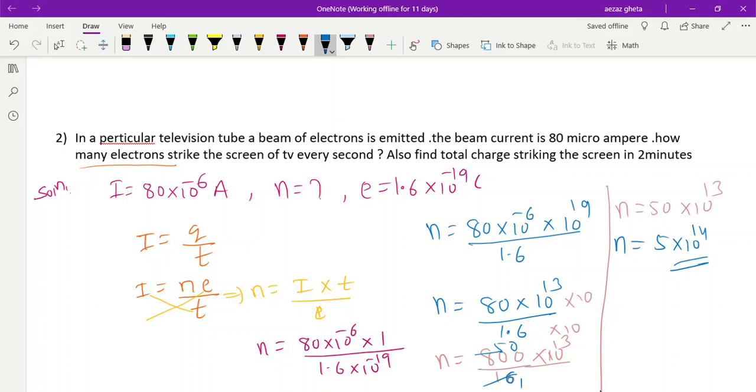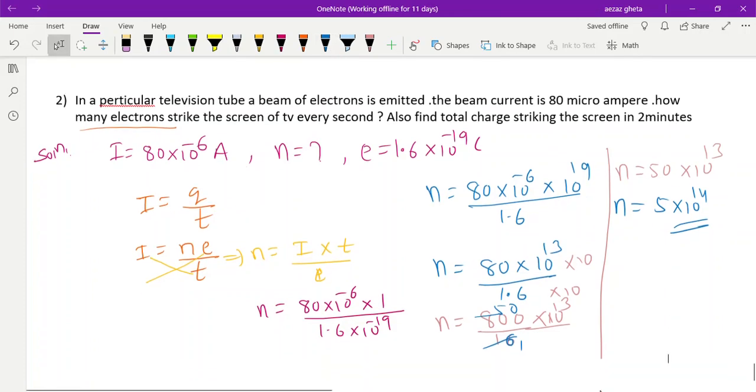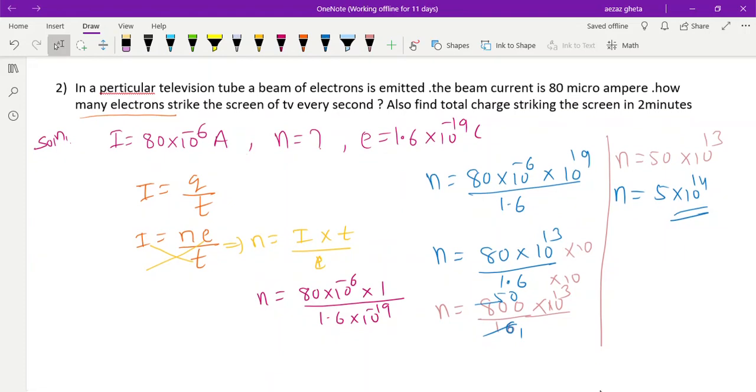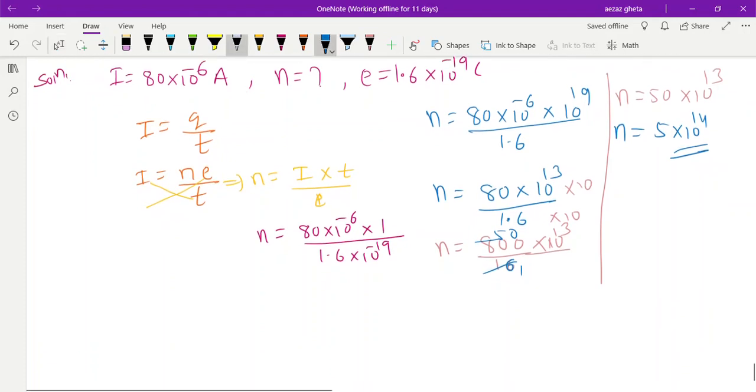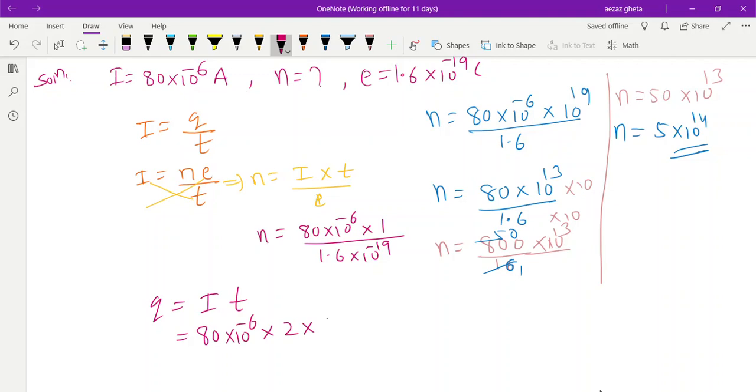Correct, everybody? Yeah. And the next is to find the total charge striking the screen in 2 minutes. So for total charge, we have to find Q. Correct or no? Total charge striking the screen in 2 minutes. So total charge Q is equal to I into T. They gave the current 80 into 10 power minus 6. In 2 minutes, that is 2 into 60.